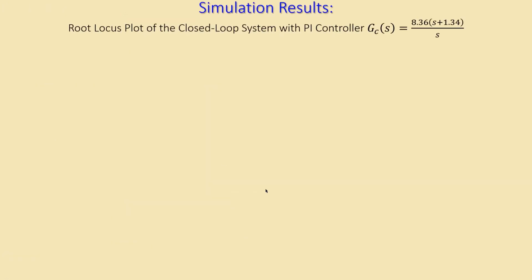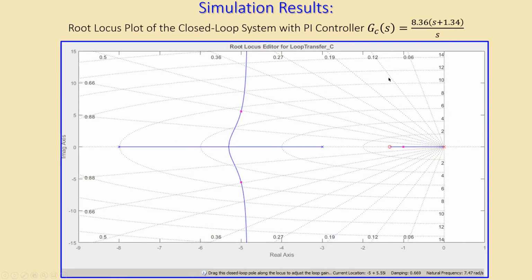In the simulations, I have the root locus plot of the closed loop system with the PI control we have just determined. What we have is the poles of our system, what we have designed for. These are the two dominant poles. I can see that there's one pole here, so it might be the case that we do not have the exact performance as we expected.